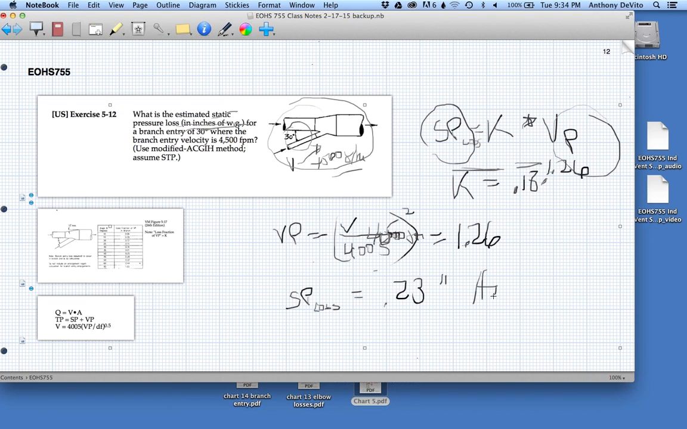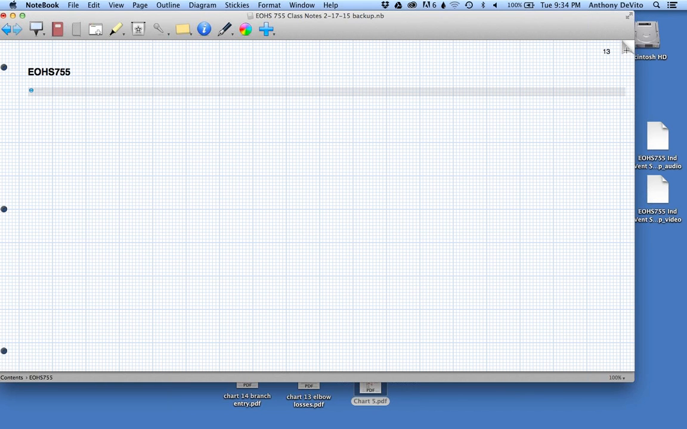2-3 inches of water. That's our loss of static pressure when we have that kind of transition. Okay, and I think that pretty much covers the calculations that were in the text. Now, a couple of comments.